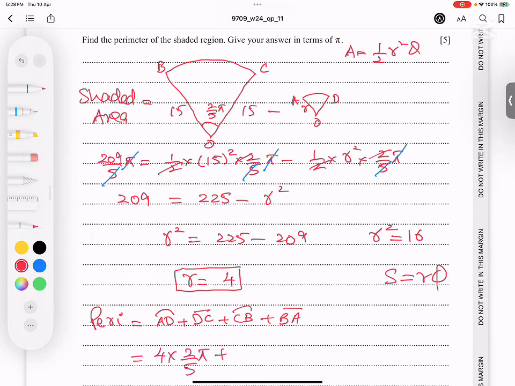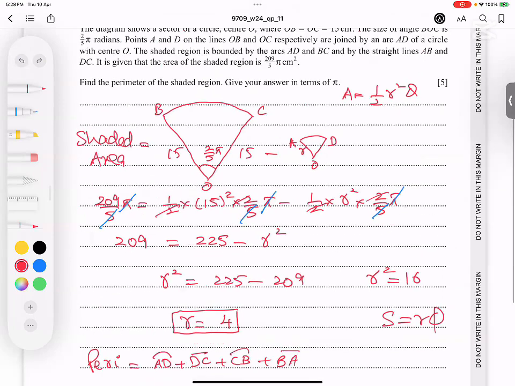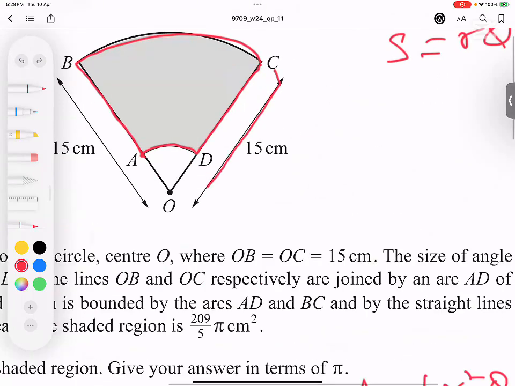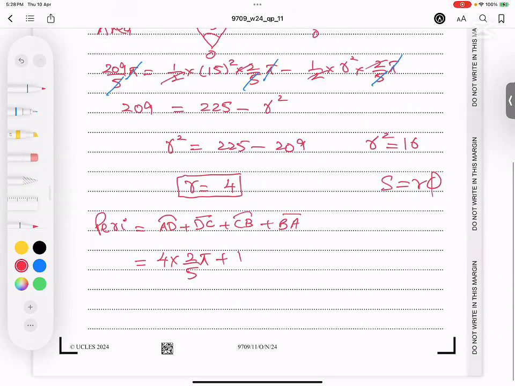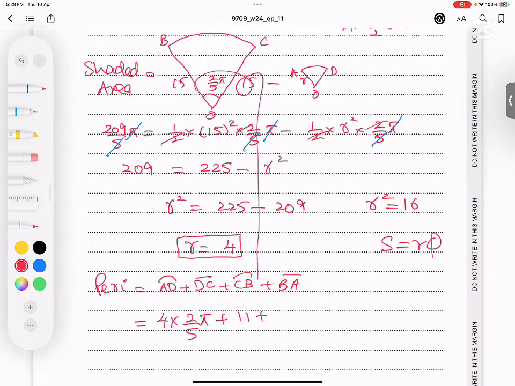pi. And now the interesting part, what is the straight length DC? So this full is 15, this is 4. Out of 15, 4 gone. This is 11. So from here to here 11 is also 11. So I think the point is very clear. 11 plus the bigger arc length, I'll use radius 15 and angle same. So radius is 15 and theta 2 by 5 pi, and then 11.